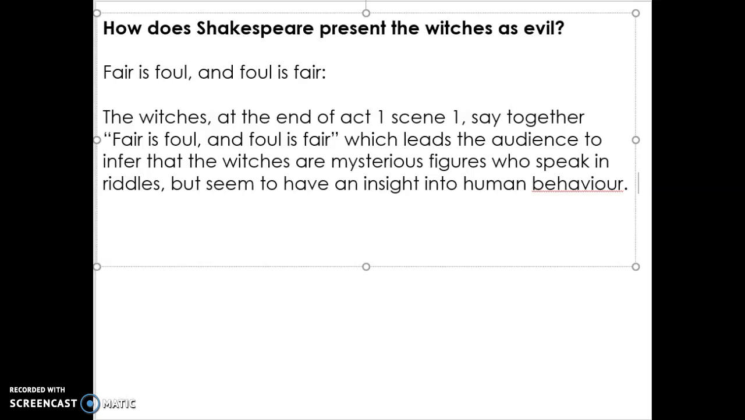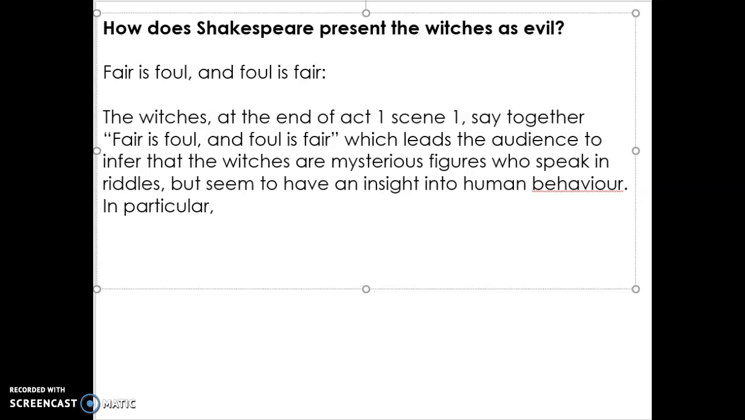The witches at the end of Act 1, Scene 1 say together, "fair is foul and foul is fair," which leads the audience to infer that the witches are mysterious figures who speak in riddles but seem to have an insight into human behaviour. So now I need to be more specific. I need to zoom in on some of the words, and I need to think about how these words relate to evil. So I always start my second sentence with in particular, because that then shows it's going to focus in and say more.